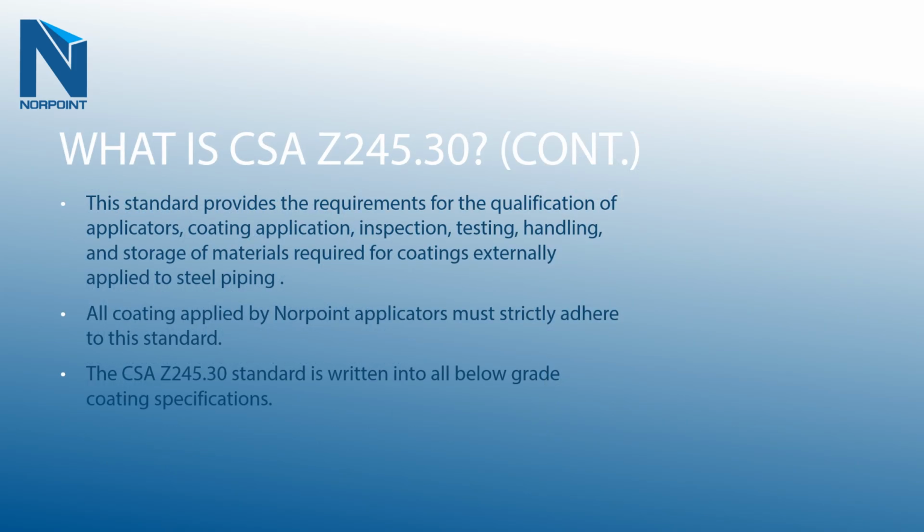This standard provides the requirements for the qualification of applicators, coating application, inspection, testing, handling, and storage of materials as required for coatings externally applied to steel pipelines. All coatings applied by Norpoint applicators must strictly adhere to this standard. The CSA Z245.30 standard is written into all below-grade coating specifications.